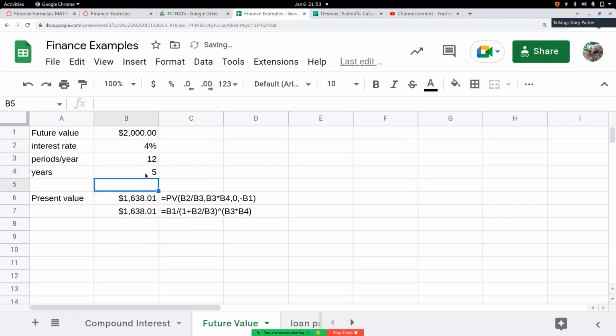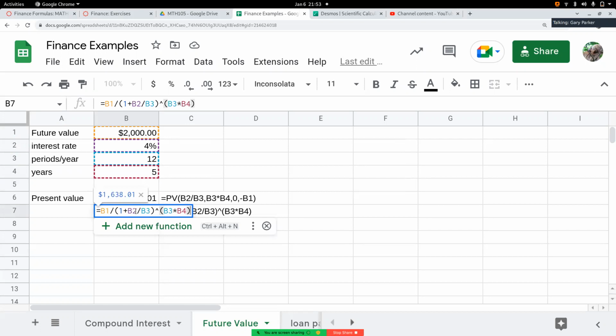Now I'm making this calculation in 2 different ways. The second way is the compound interest formula solving for the present value, excuse me. The future value is our B1. That's our $2,000. Our interest rate is 4% for 12 periods for each year. Now that 12 needs to be both in the denominator to adjust the interest rate and in the exponent to repeatedly collect that interest. And then we have the number of years here.